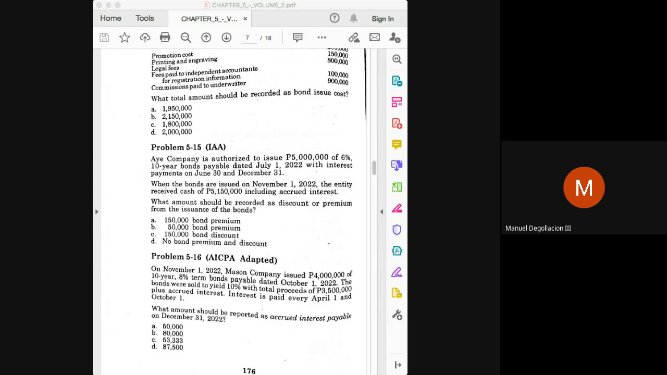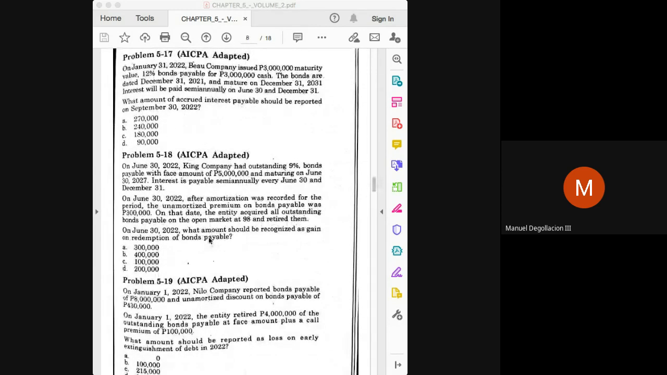The question would have been different, class, if you were asked how much was the total amount of cash received on November 1. So we would have computed the accrued interest from October to November. But here the question is for December 31. How much interest is accrued from October 1 to December 31? Okay, next, problem 5-16.